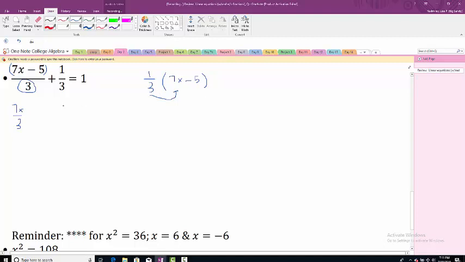I just want to explain it. So we're doing 7x over 3 minus 5 over 3. So this is still the distributive property. And then we have plus 1/3 equals 1.